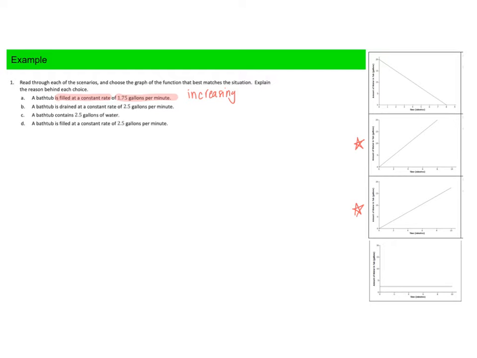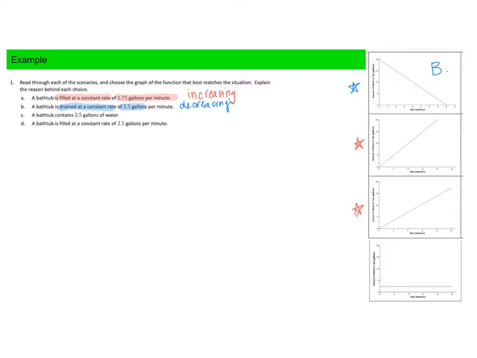So B says a bathtub is drained at a constant rate of 2.5 gallons per minute. Well, if it's being drained, it is losing water. So it's going to be decreasing. Well, the only slope here that is decreasing is this one right here. So I'm going to go ahead and say that this one matches B because it is decreasing. It's losing water as time goes on.